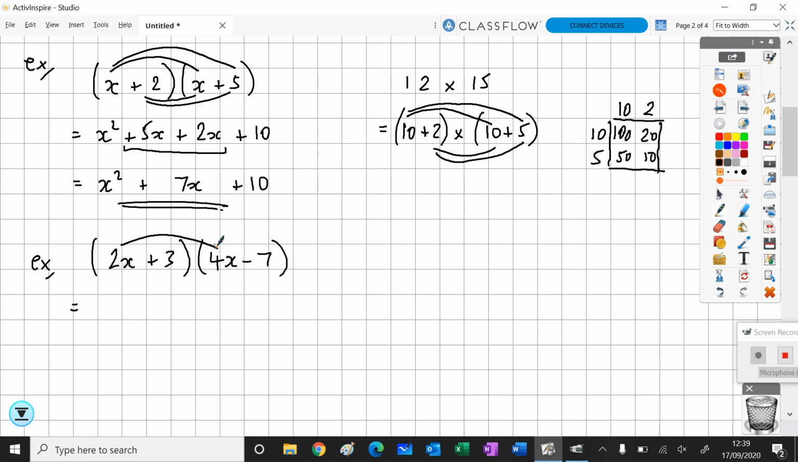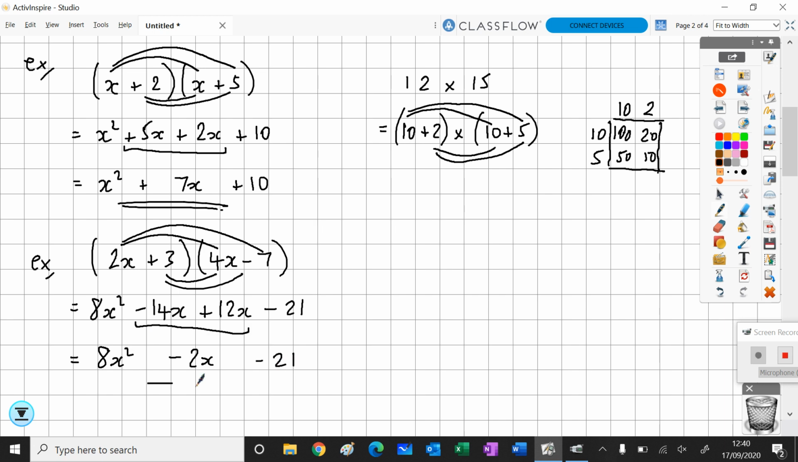So 2x times 4x is 8x squared. Positive 2x times negative 7 is negative 14x. Positive 3 times positive 4x is plus 12x. And positive 3 times negative 7 is negative 21. So we've got 8x squared minus 2x minus 21.